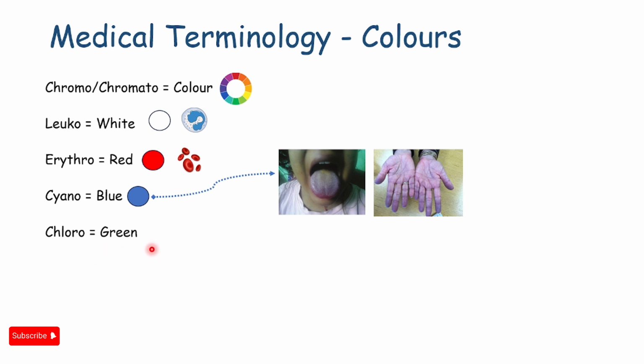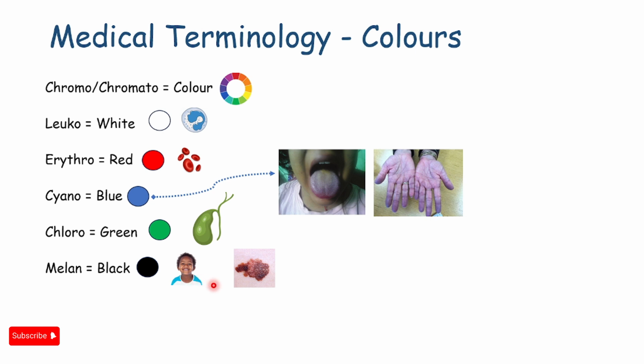Chloro related to green, like bile color is green. Melano means black. Melano means related to black. In case of black people, there is excessive production of the melanin by melanocyte in skin layers, so that's why there is blackish skin color. And another common example related to the melanin, like malignant melanoma, a skin malignant condition. So this is the malignant melanoma.